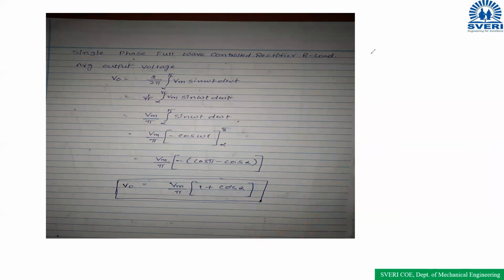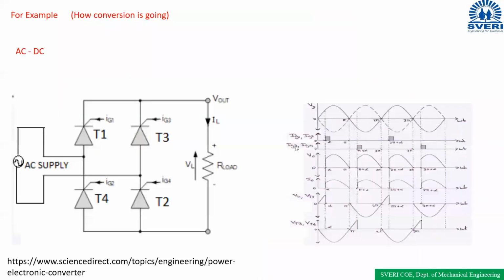Okay, so what we can see here is that by varying the firing angle, the output voltage is controlled. If the voltage is controlled and this voltage is applied to the electrical motor, the speed is also controlled. Is it right or not? If the voltage is controlled, the speed is also controlled because voltage is directly proportional to the speed. Are you getting the point?